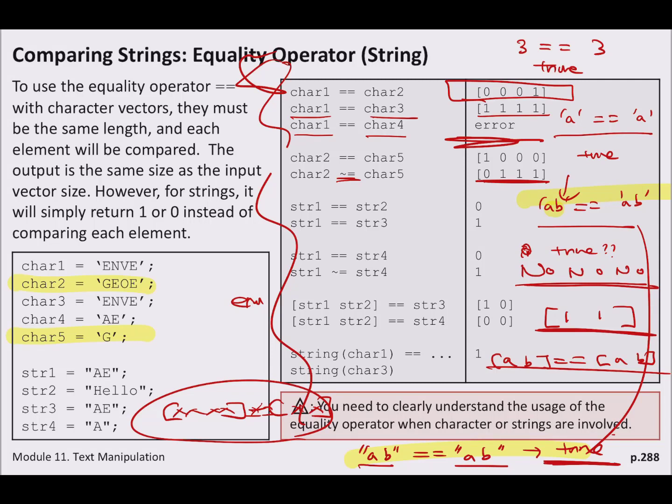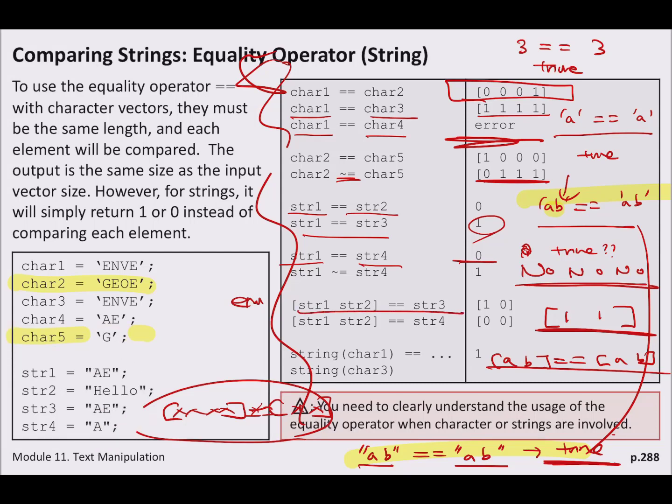Okay, make sense? But string, again, is a single value. That's why this gives us false, because A and hello are different. A and A are the same. String 1 is A, string 4 is A. These are still 0. Why? Again, although there's a single character, A is a single value. That's why it gives us a 0. Okay?